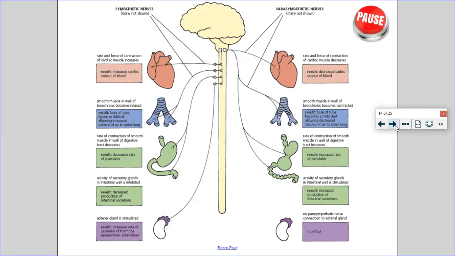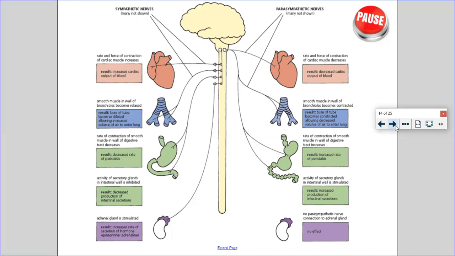So don't fall into the trap of thinking that the sympathetic nerve always speeds things up or always increases things. That is not true. The sympathetic nerves get you ready for action. If you look at the first two, the heart and lungs, the sympathetic nerve will increase heart rate and breathing rate, because when you're getting ready for action, you need more oxygen to be pumped around the body so that you can produce more energy through respiration.